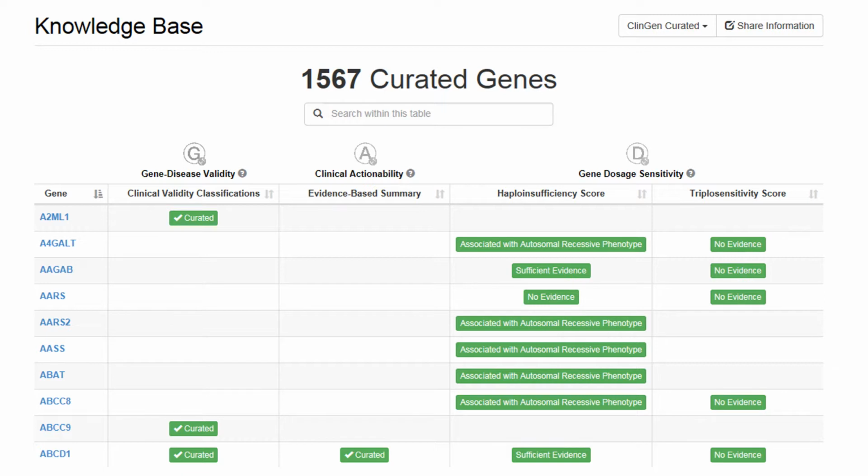You can either scroll to find your gene of interest or use the search field near the top to see what curation may have been completed.